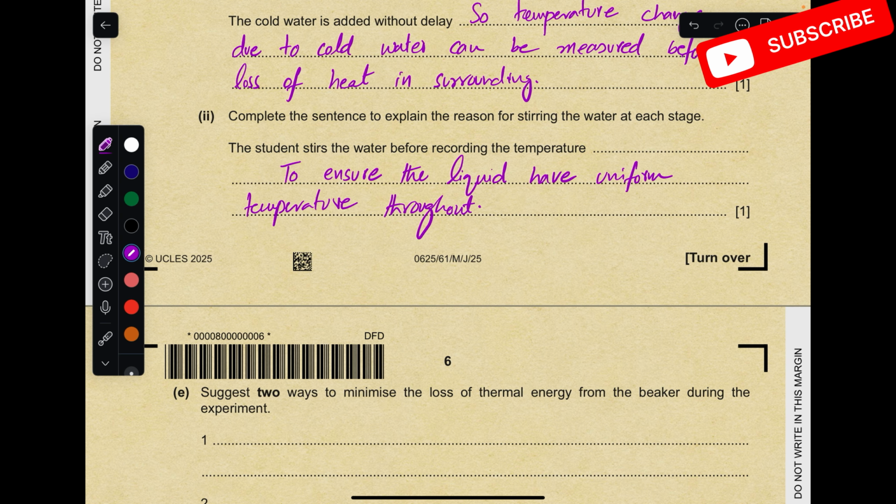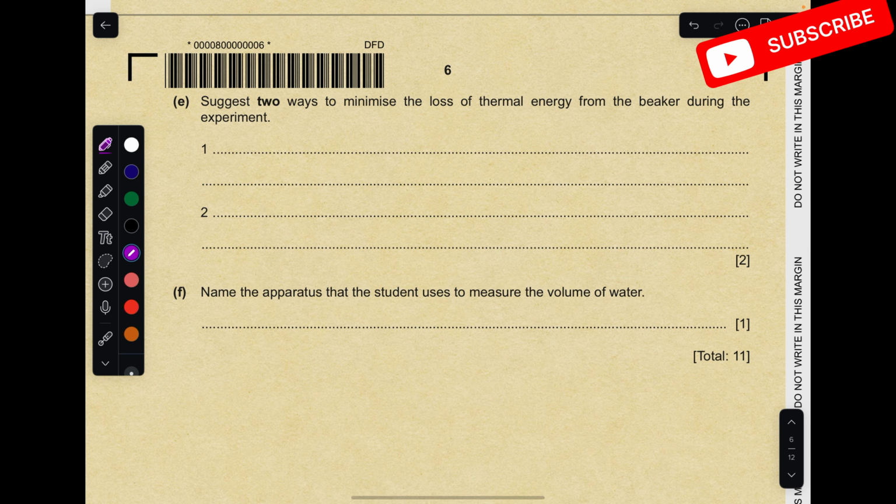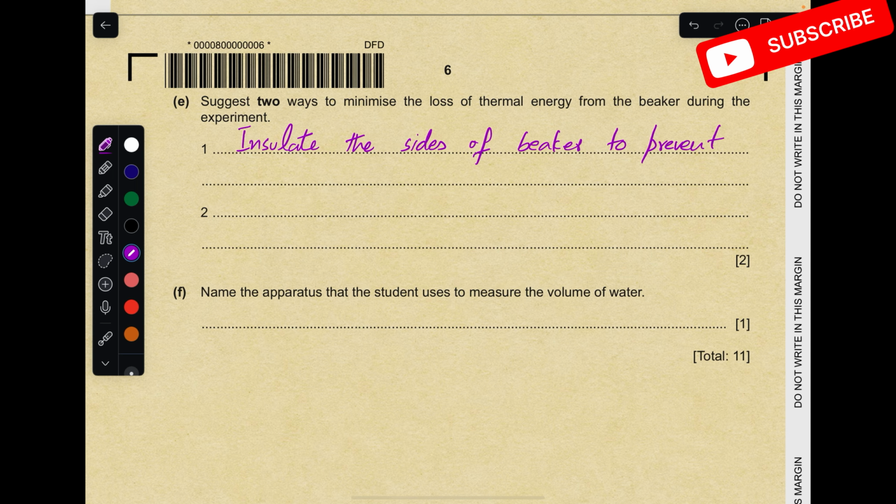Okay, let's move forward. Part E. Suggest two ways to minimize the loss of thermal energy from the beaker during the experiment. We just discussed that before adding the cold water, the heat can be lost. So you have to make sure it will not be lost, or you have to minimize it. What we can do is insulate the sides of the beaker to prevent conduction.